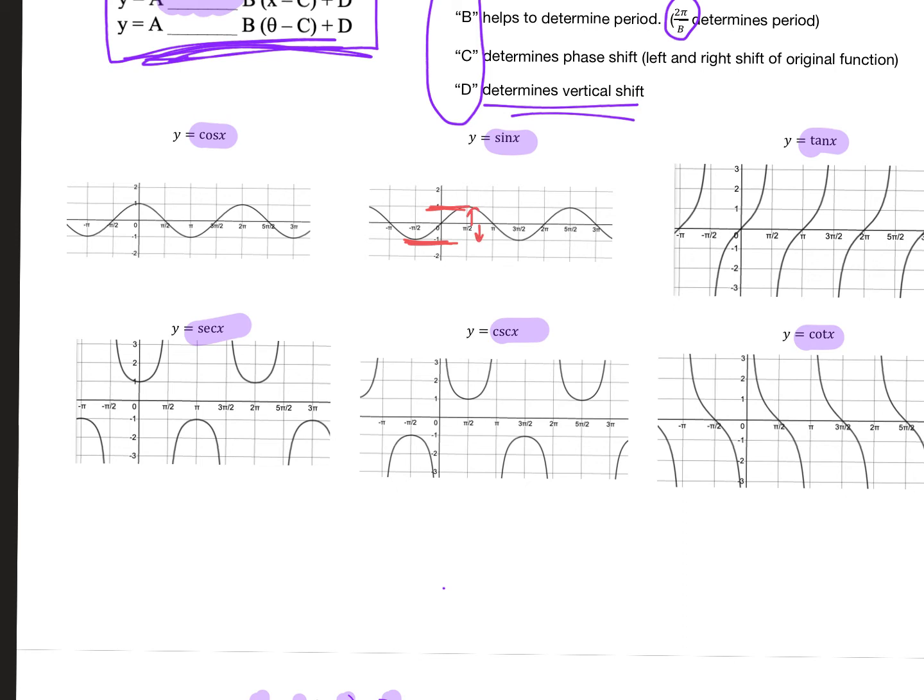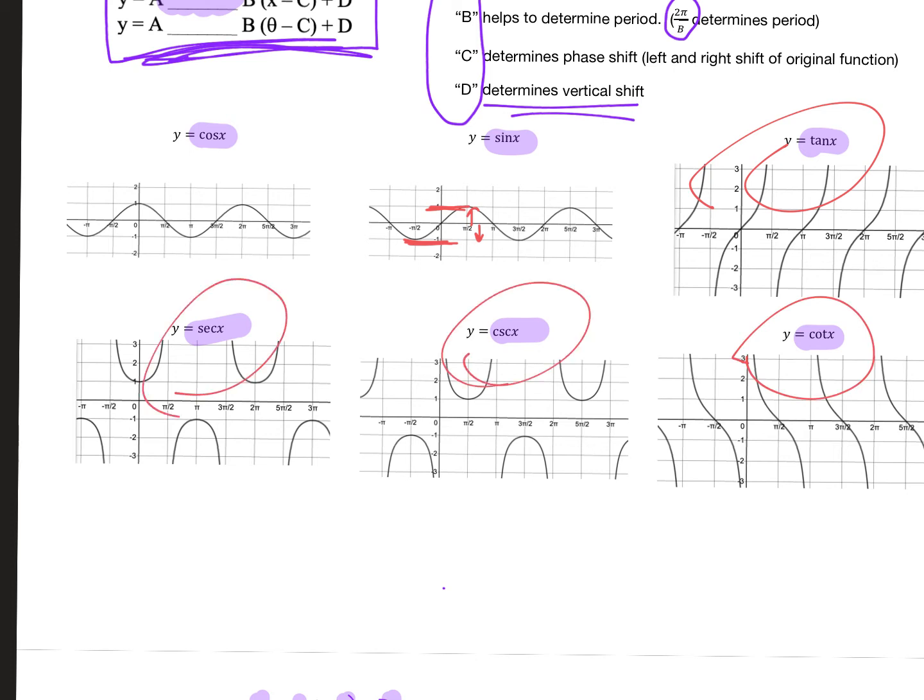But these other ones, like tangent, cotangent, cosecant, and secant, and I circled those in the wrong order, I'm sorry, they don't have an amplitude, right? This goes up forever. This goes down forever. You're never going to reach a maximum distance from the center line. Likewise, these go up forever, these go down forever, no amplitudes on these.